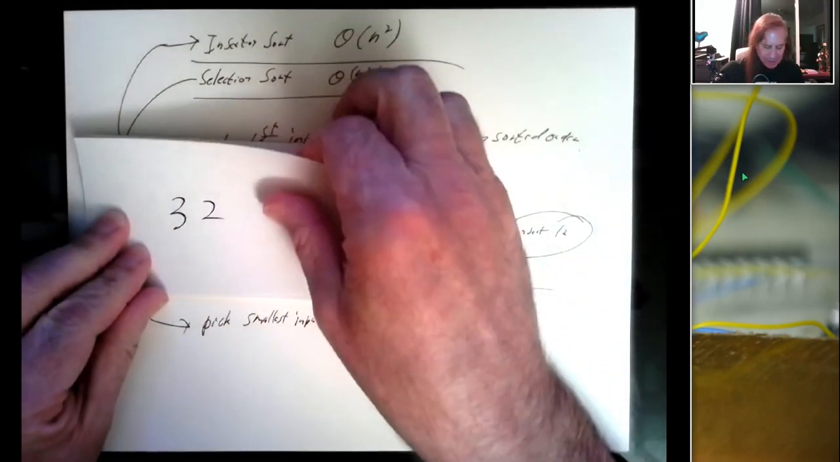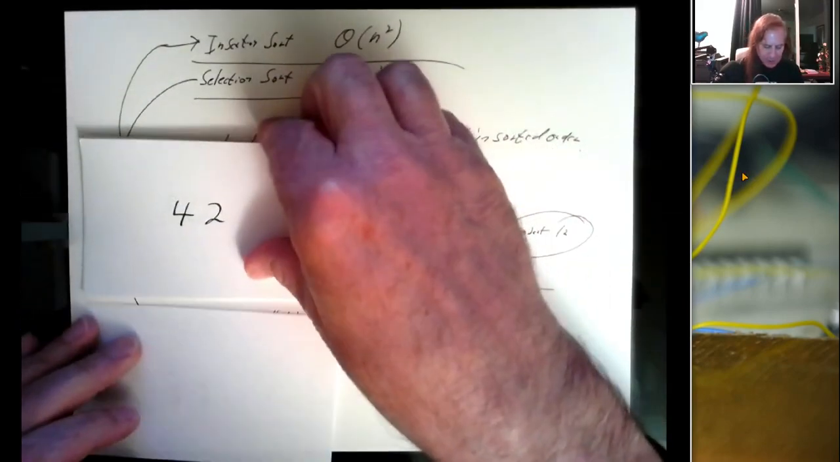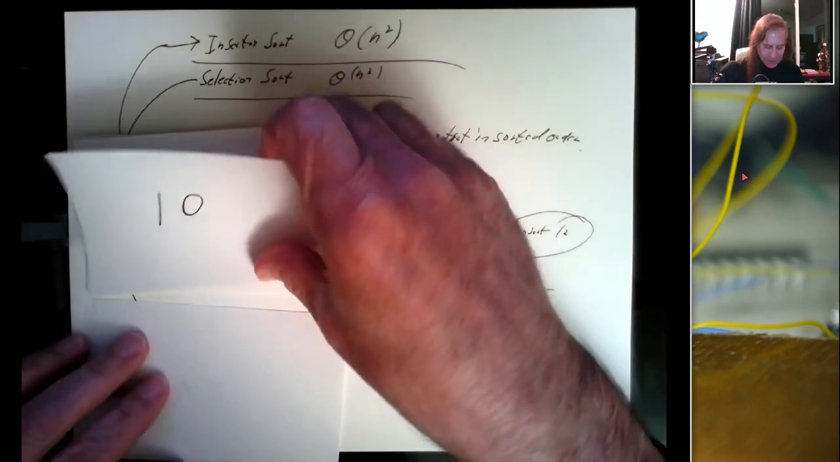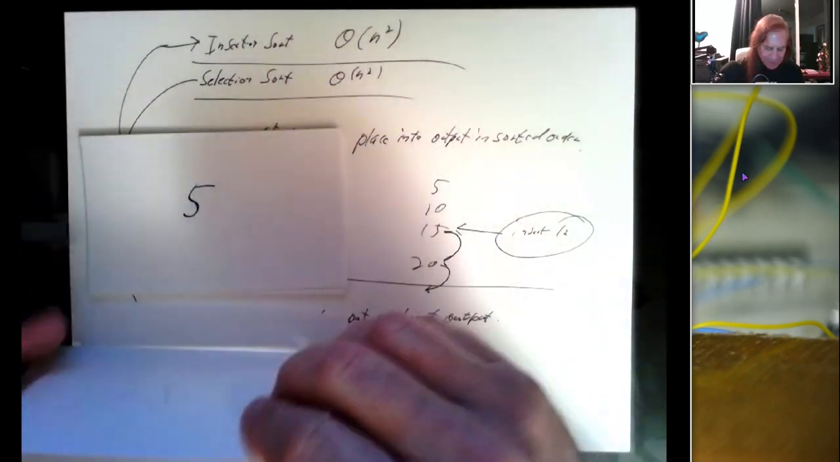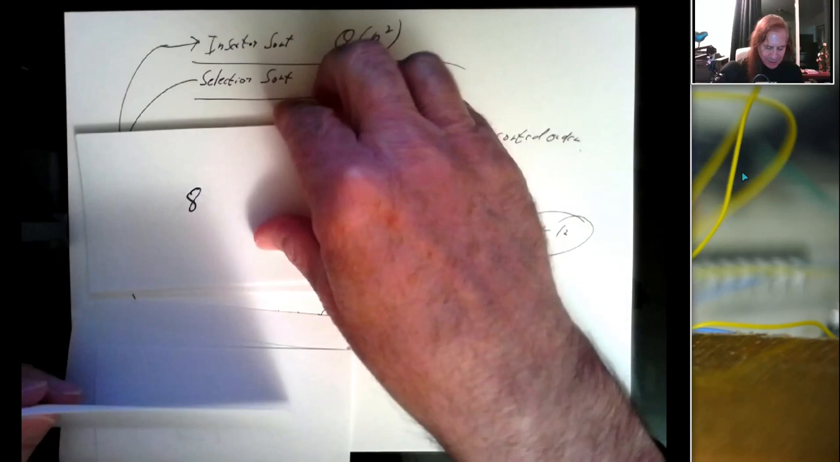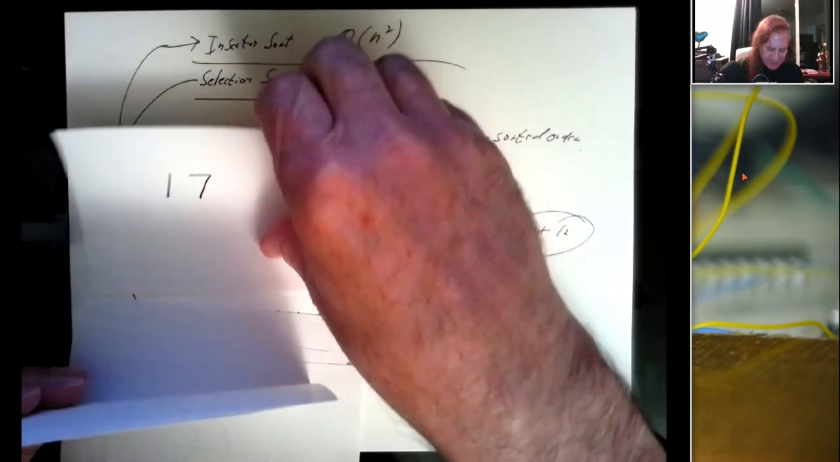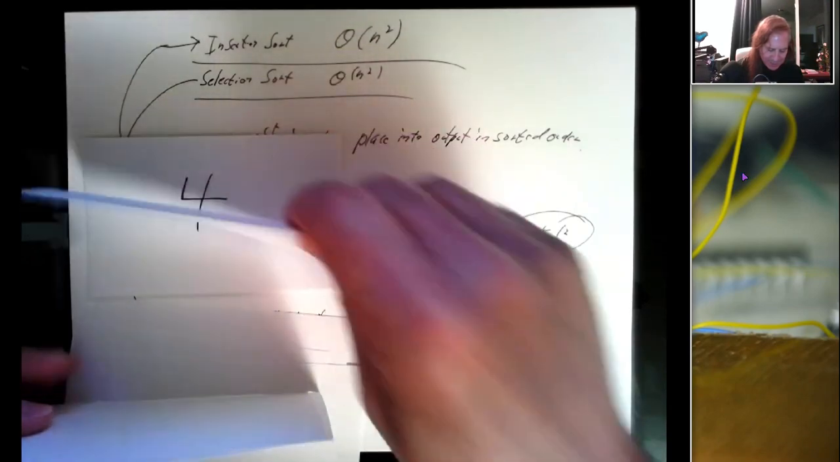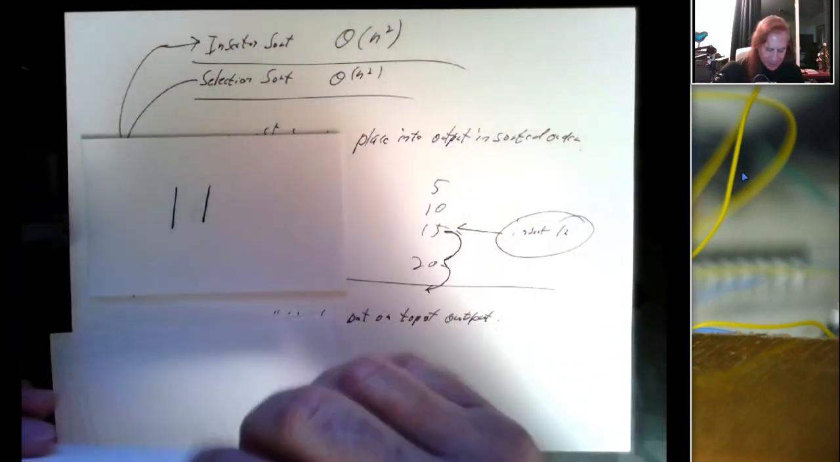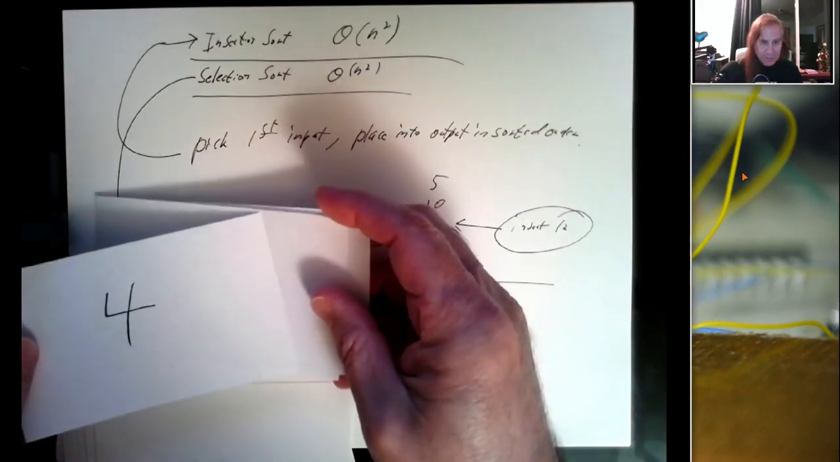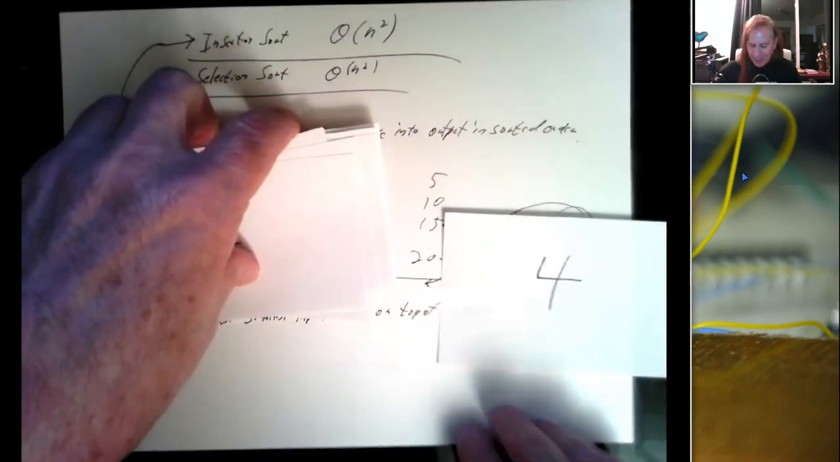Let's find the smallest number. So 32 is the smallest, 32 is still smaller, oh, 10 is even smaller, 51 is too big, 5 is even smaller, 8 is bigger, 23 is bigger, 17 is bigger, 47 is bigger, oh, 4 is even smaller, and 11 is bigger, and 16 is bigger. Alright, 4 was my smallest number. So I select 4, and I put it in my output pile.